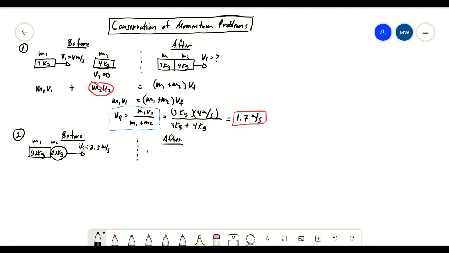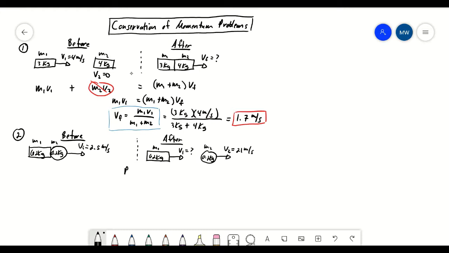And what happens now is, here's our ice skater, M1, still 62 kilograms. But now we want to find out what this V1 is equal to when the snowball gets thrown, M2, still 0.2 kilograms. The snowball gets thrown in this direction at 21 meters per second. That's a pretty good throw.